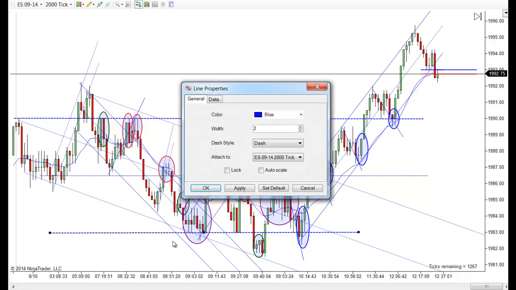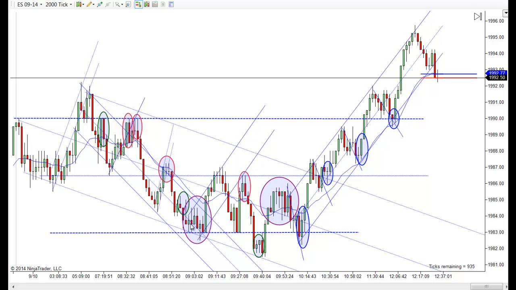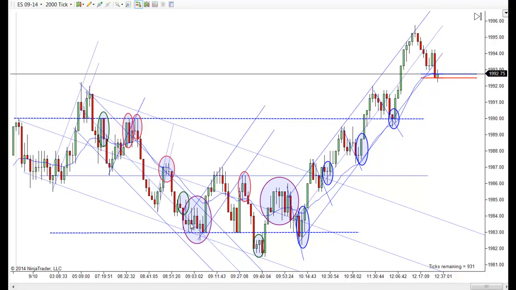My chart's kind of messy there. And it bounces right there. It was really tempting to go. You actually could have gone long here. I would have liked it better when that broke higher if it would have turned down and then turned up. I just think you're better off. It's too congestive. I think you're better off to stay out of that.